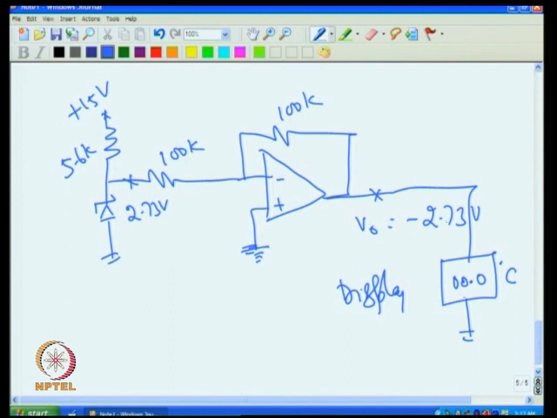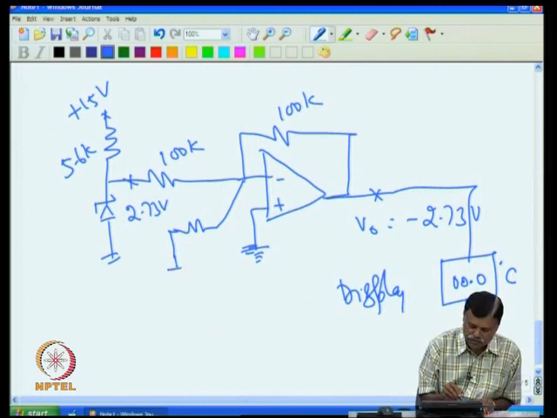That means I have to remove minus 2.73. How to remove? I can do one thing: I can subtract, or add. This operational amplifier can be used as a summing amplifier as well. So, I can give a voltage here, for example, I can give a minus voltage here. This voltage can be minus 2.73 volt.